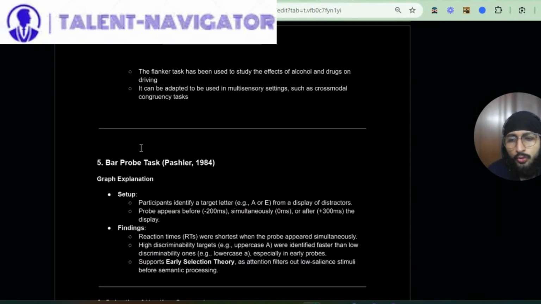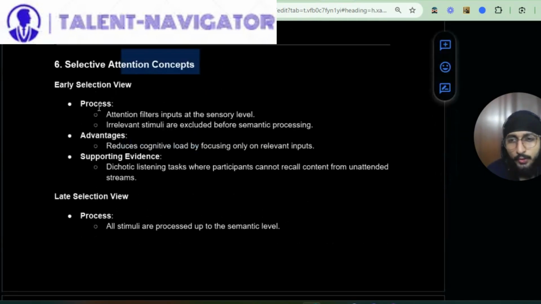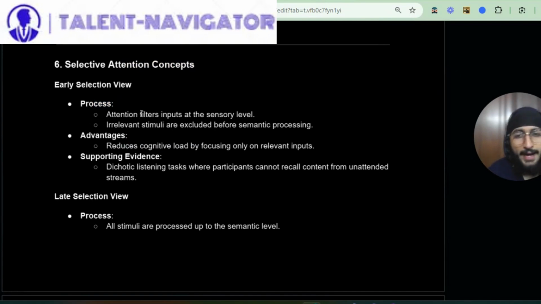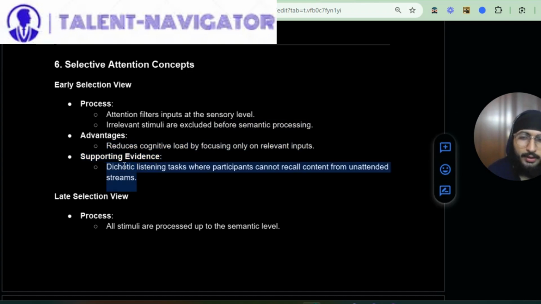So let's move on to our next topic of the day, which is selective attention concepts. Early selection view: the process is that attention filters inputs at the sensory level. Irrelevant stimuli are excluded before semantic processing. An advantage is that it reduces cognitive load by focusing only on the relevant and significant inputs. Supporting evidence: dichotic listening tasks where participants cannot recall content from unattended streams.